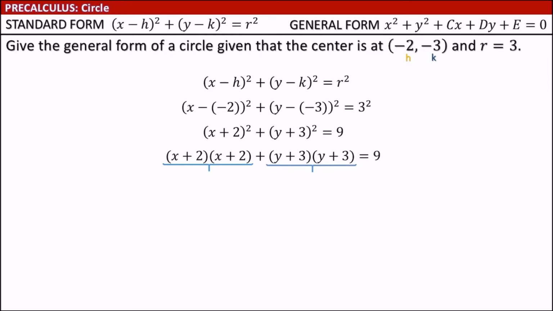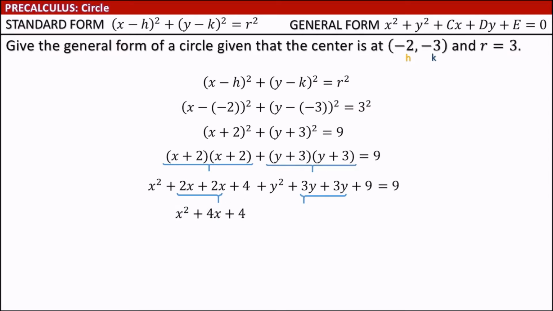X plus 2 times x plus 2 is equal to x squared plus 2x plus 2x plus 4. For the second term, we have y plus 3 times y plus 3 is equal to y squared plus 3y plus 3y plus 9 equals 9. Let's combine like terms. We have x squared plus 4x plus 4 plus y squared plus 6y plus 9. Sabi natin, ang general form should be equated to 0. So 9 there should be on the left side. That will become minus 9 equals 0.